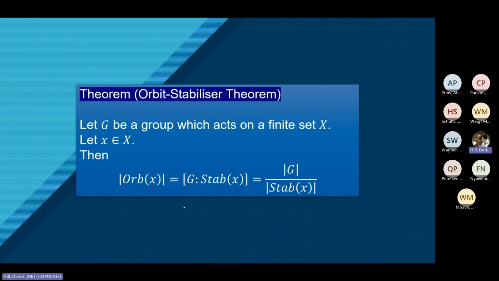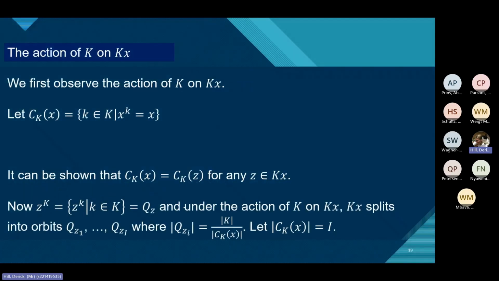But before we do that, we need to look at this great theorem over here. This is the orbit stabilizer theorem, which tells us that if we have a group G that acts on a set X, then the order of the orbit of x is equal to the order of G divided by the order of the stabilizer of x. This is going to come very much in handy in the next few slides.